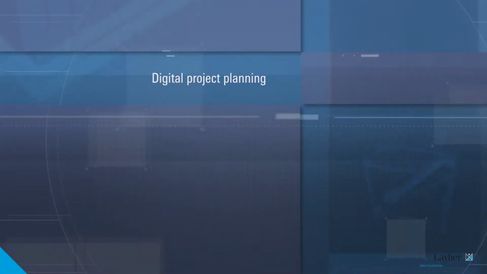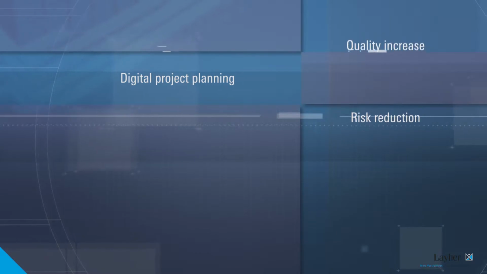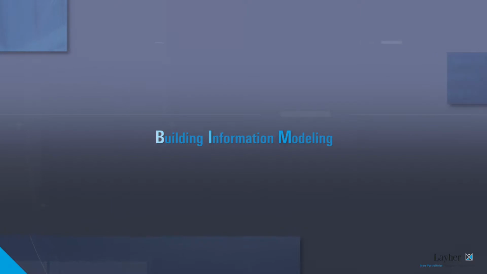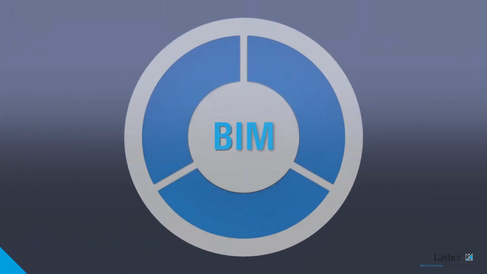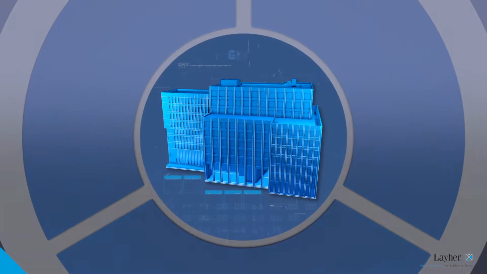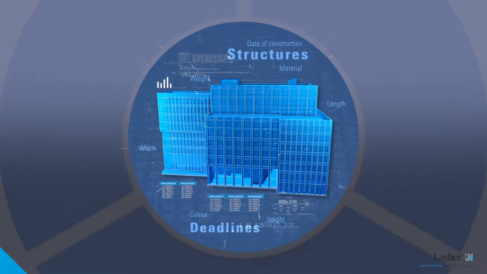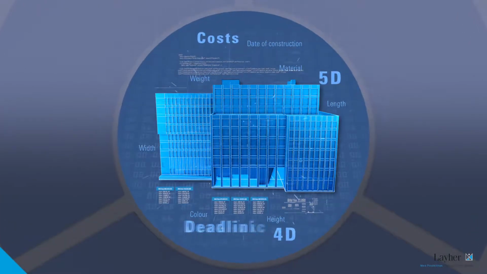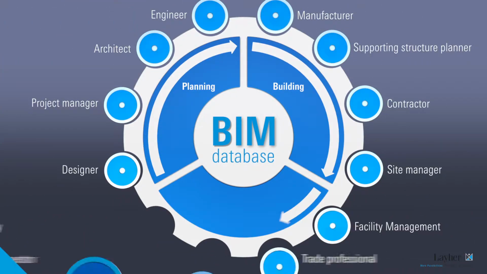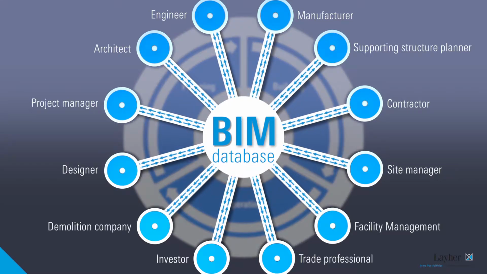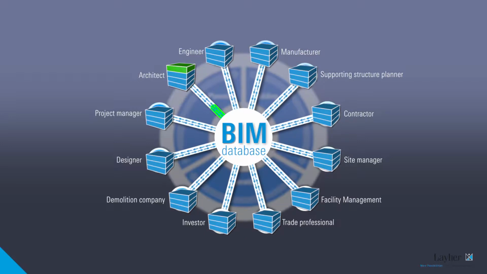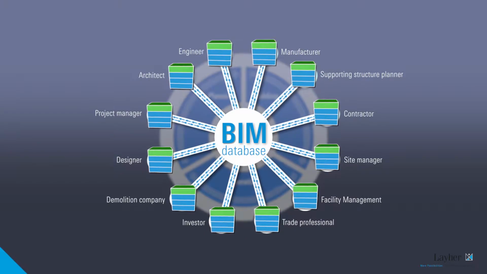Digital project planning in scaffolding construction not only ensures a reduction in risk and an increase in quality, but also allows you to access Building Information Modeling, or BIM for short. The basis for BIM is 3D models. They're bolstered by lots of other data, and are available for all parties involved over the entire life cycle of a project. Every update is visible in the overall model to everybody involved.